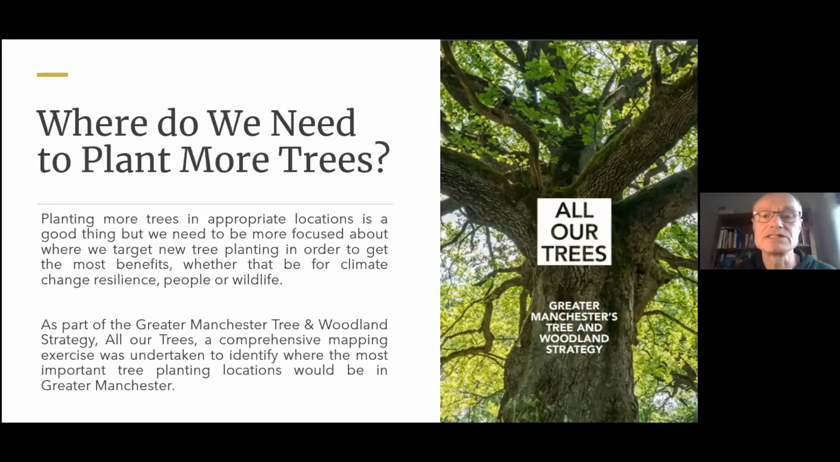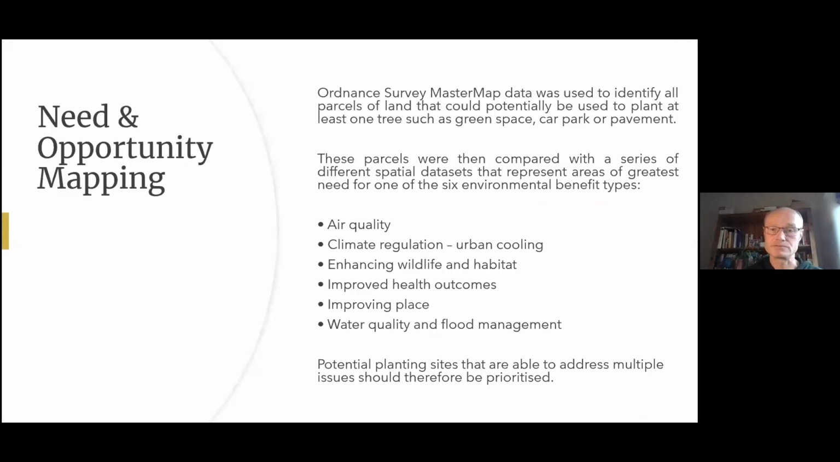So that was an example of one of the projects that we do or have done to provide benefits to people, but also to wildlife. So quickly, I'm just going to explain the principle of where we need to plant more trees. In the past, this has been done quite randomly, but now we need to understand where there is a need specifically to target more tree planting. And with our 10 district partners, we produced the Greater Manchester Tree and Woodland Strategy. And part of that strategy was about identifying priority locations for new tree planting.